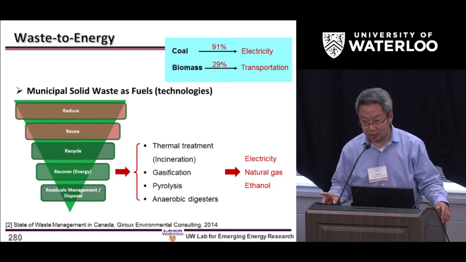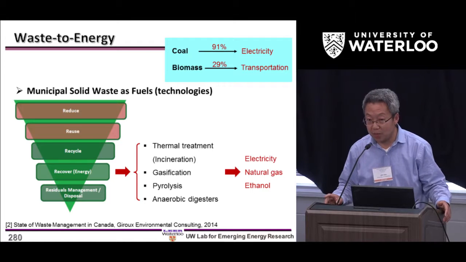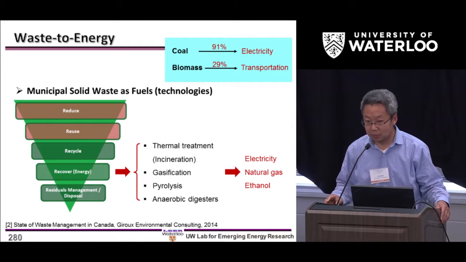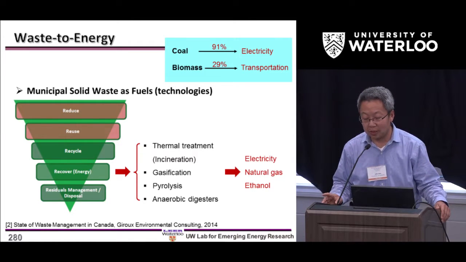So then you compare the use of coal and biomass. If we use, for example, solid waste to produce electricity, how can I compare to the energy efficiency and also emission from coal combustion, right? That's something we have to look at. And at least in Ontario, we don't have coal-fired power plants. So then do we need to have the solid waste power plant, right?